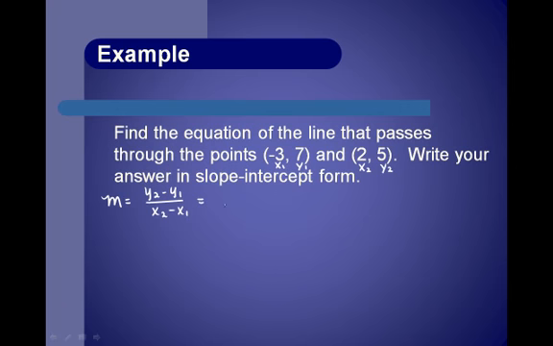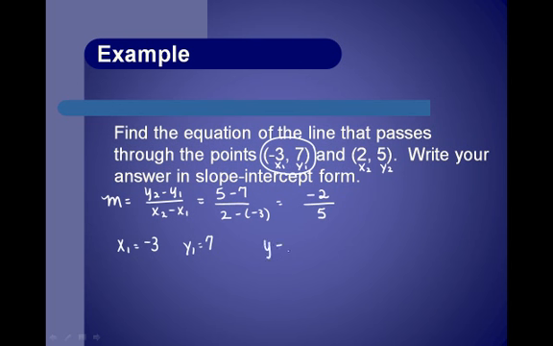So when we plug it in our slope formula, we get 5 minus 7 divided by 2 minus negative 3. So our slope is negative 2/5. Now, because we've got a slope and 2 points, and neither of those points is a y-intercept, we're going to just pick one. So because we've already got this one labeled as x1, y1, let's just use that one. x1 is negative 3, y1 is 7.